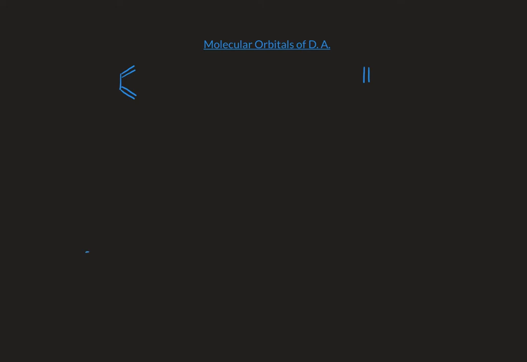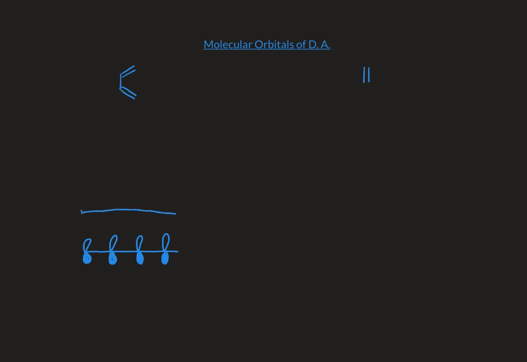And so the first thing I'm going to do is consider the molecular orbitals of the diene, and specifically the pi bonds in the diene. There are 4 carbons, and so there are going to be 4 p orbitals that overlap to form this diene. And the most stable structure has all of those phases lined up with no nodes in between them.